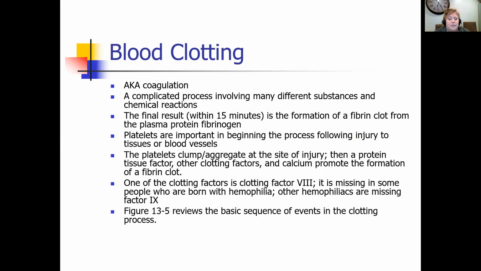The platelets, let's say somebody gets their blood drawn, so that needle enters the tissue on the arm or the hand, goes into the vein and cuts into the vein. As soon as that happens, the platelets clump and aggregate or gather together at the site of injury, and then a protein tissue factor, other clotting factors, and calcium promote the formation of a fibrin clot. And this happens right away. One of the clotting factors is clotting factor 8, which is missing in some people who are born with hemophilia. Other hemophiliacs are missing clotting factor 9.